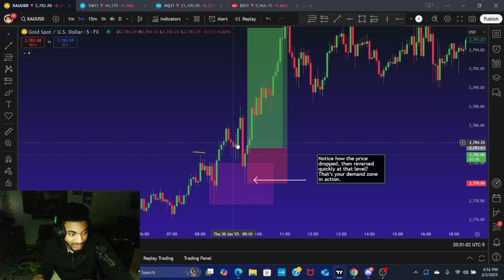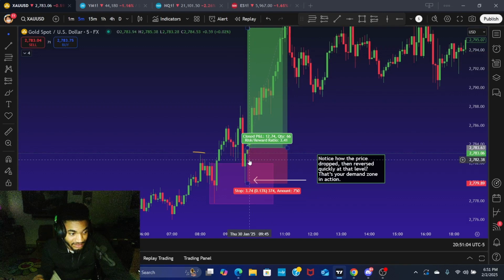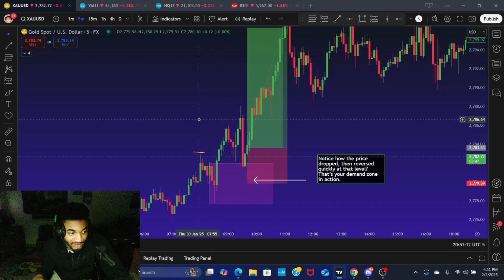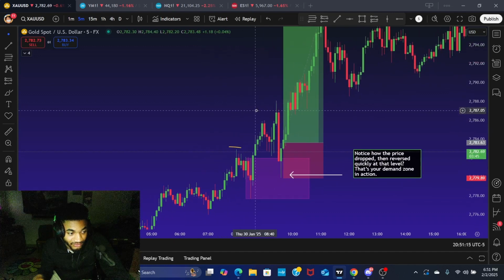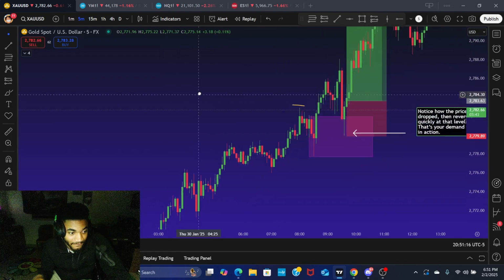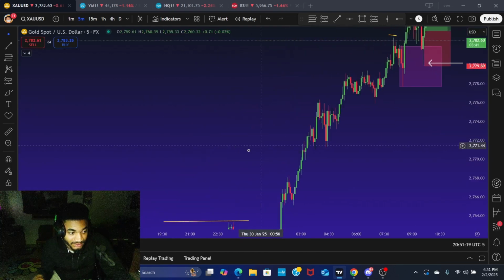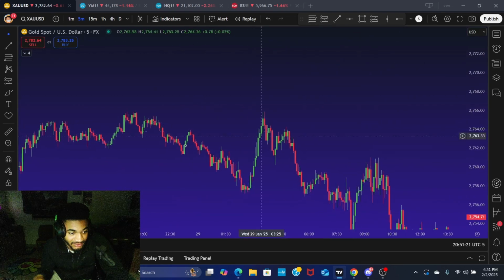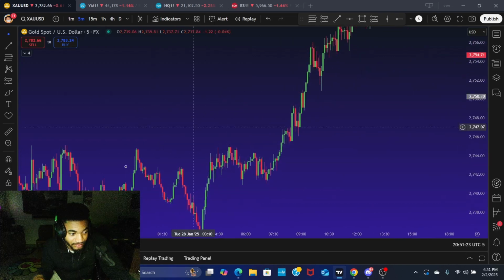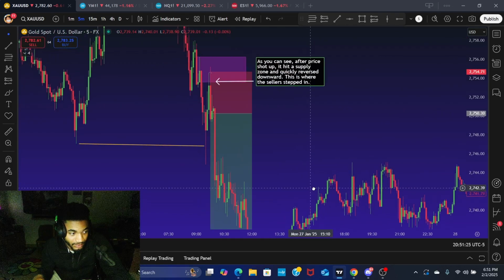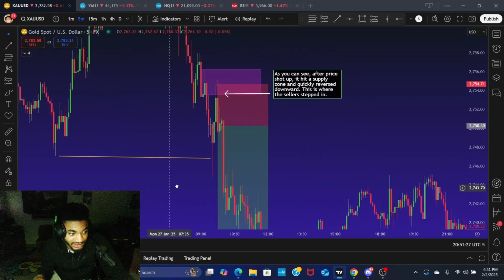How you would enter is, once you see it reversing from the zone, you would enter on some type of engulfing or break, whatever type of entry you want. That's a whole different video on entries. But yeah, I got an example of a supply zone too. This one has a better breaker structure.